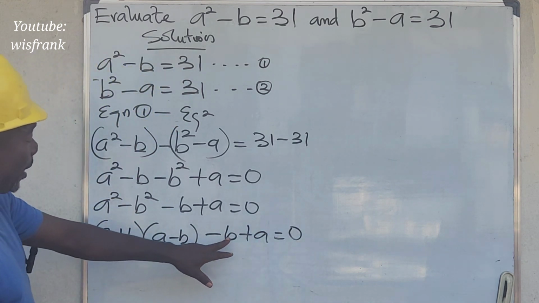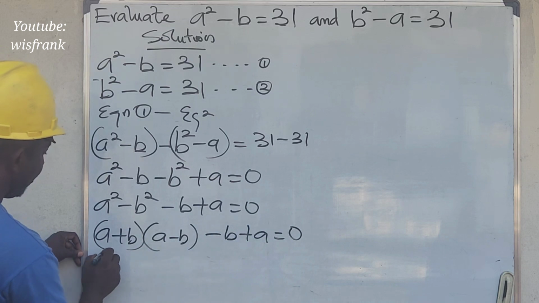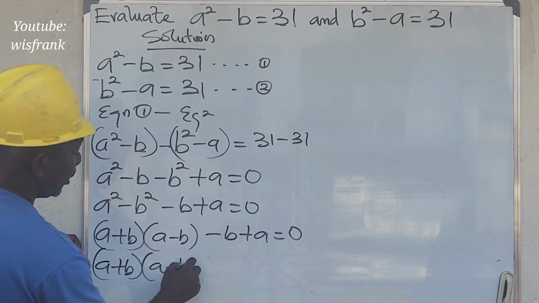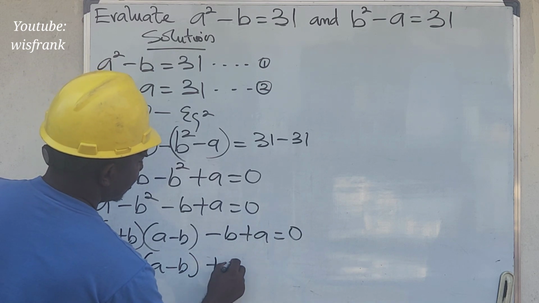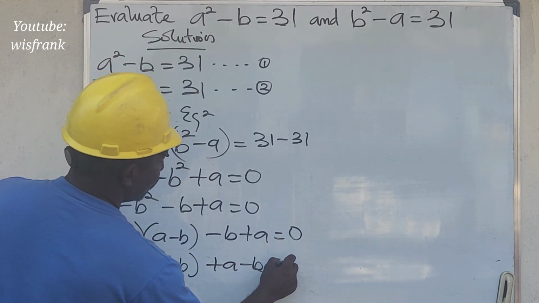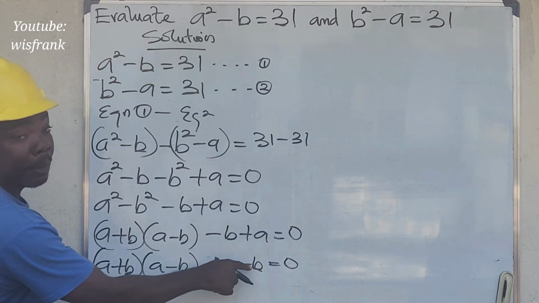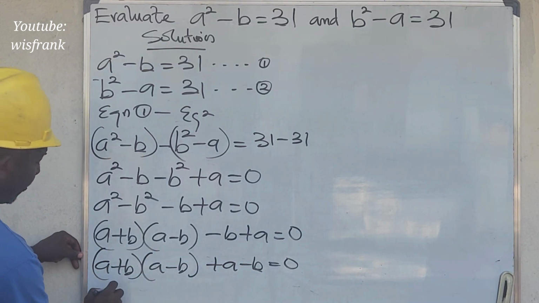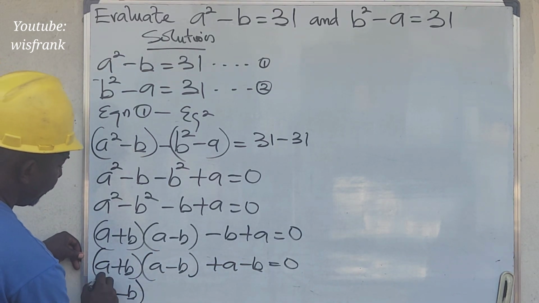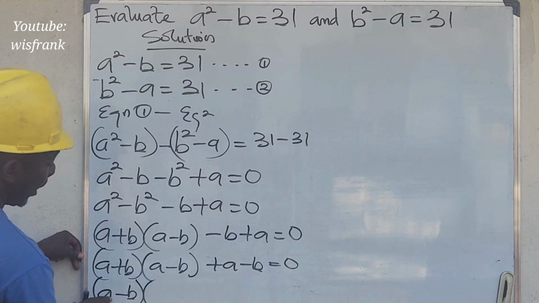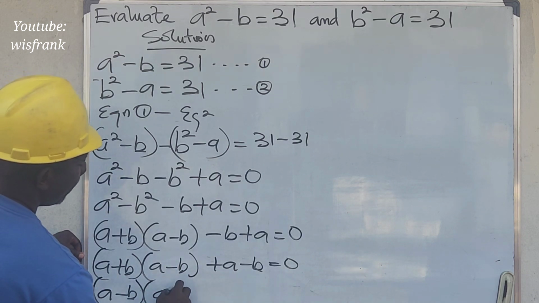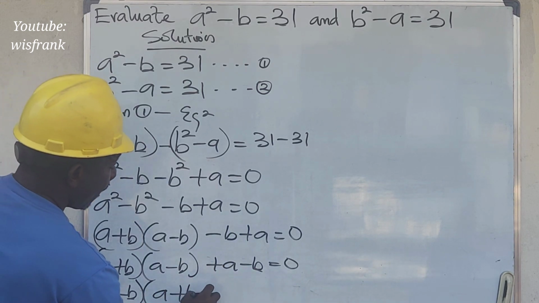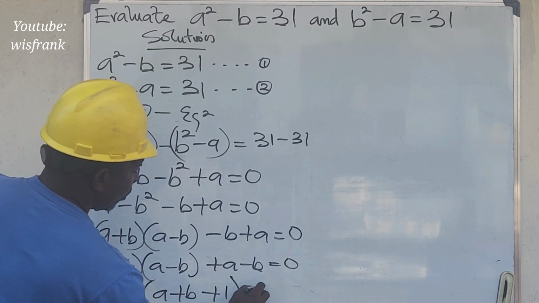Here we can rearrange this. This gives us a plus b all into a minus b, then plus a minus b equals 0. So we have a minus b here and a minus b here. They are common, so we can factor it out. We have a minus b into, when we divide the whole of here by a minus b, a plus b, and dividing a minus b by itself gives plus 1, all equals 0.